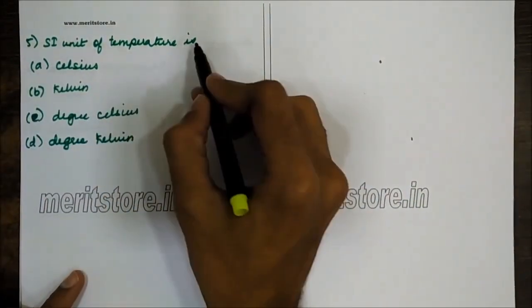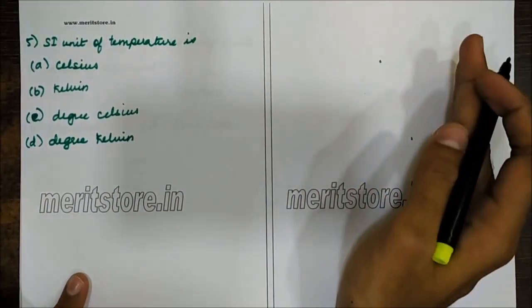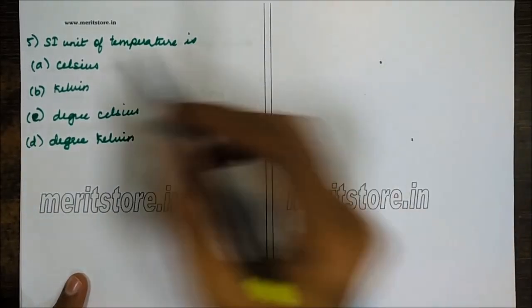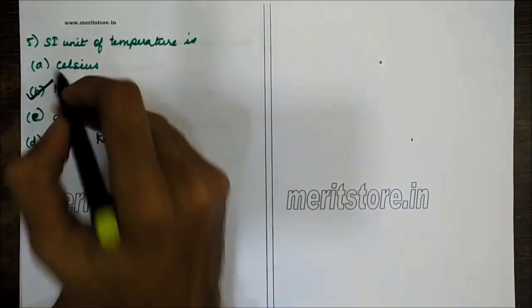Next, the SI unit of temperature is, temperature as we know it is measured in 3 scales, Celsius, Kelvin, and Fahrenheit. The SI unit of temperature is Kelvin. Okay, it is not degree Kelvin, it is just Kelvin.